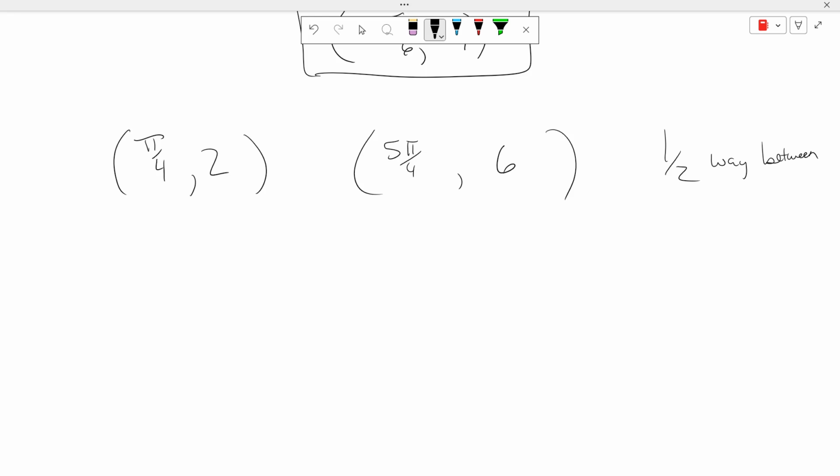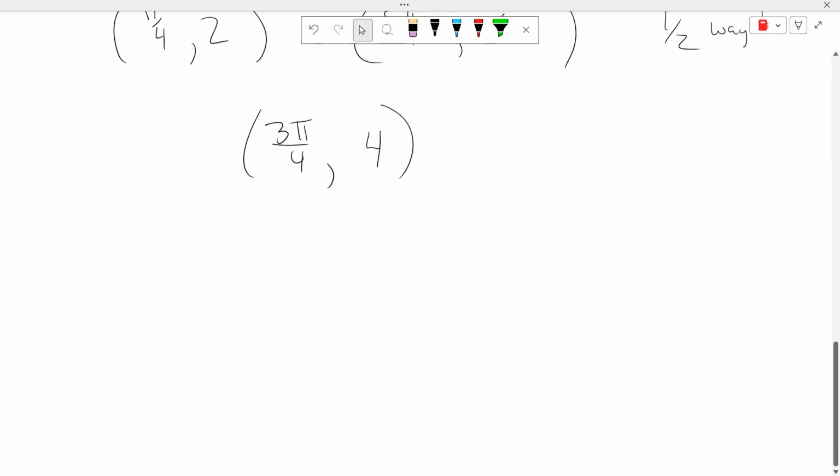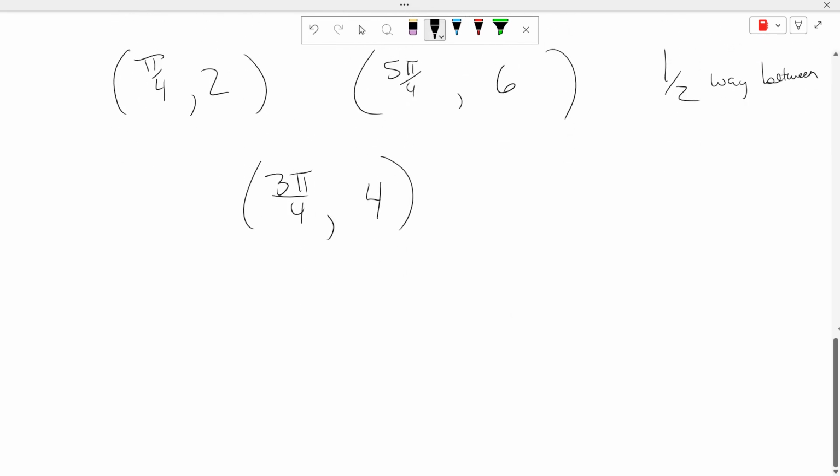What's halfway in between pi over 4 and 5 pi over 4? To find a point halfway, we add them up and divide by 2. Okay? 1 pi over 4 plus 5 pi over 4 is 6 pi over 4. 6 pi over 4 divided by 2 is halfway in between, which is 3 pi over 4. Halfway in between 2 and 6 is 4. That's a point halfway in between. Okay? So let's make it a little bit tougher.